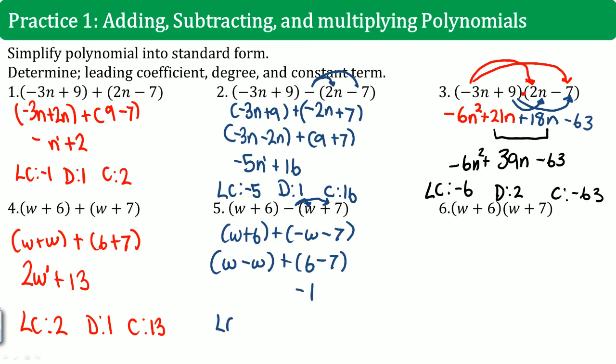What's the leading coefficient? Well, you have none. The leading coefficient basically doesn't exist. And the degree, well, it's no degree. So the degree here is none, like, it's 0. Because all you have here is a constant term of negative 1.